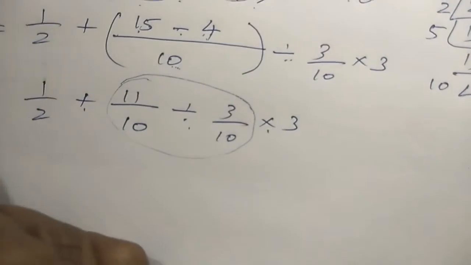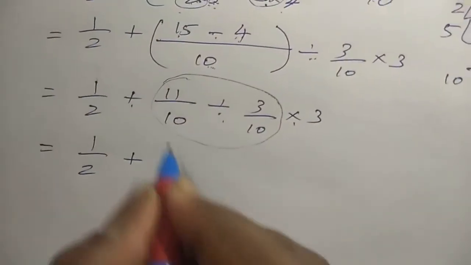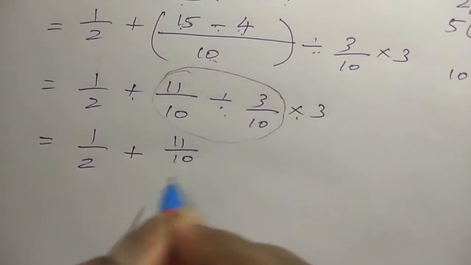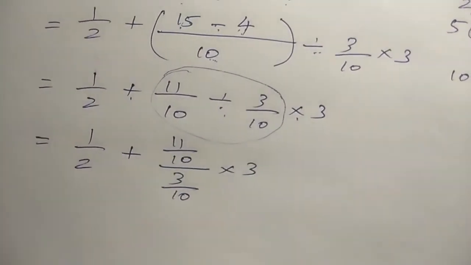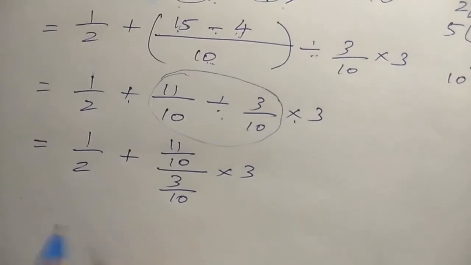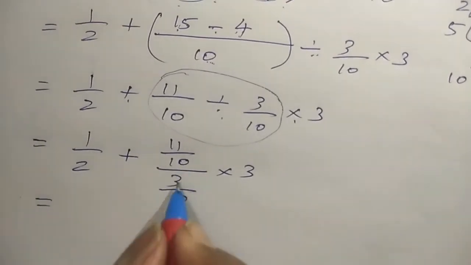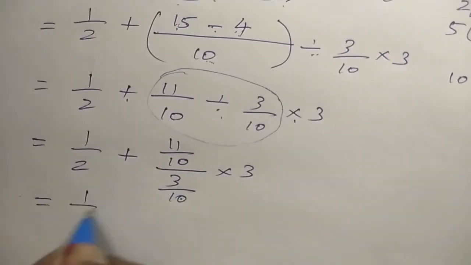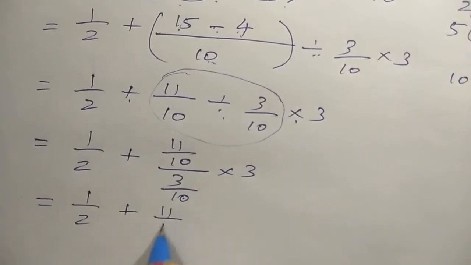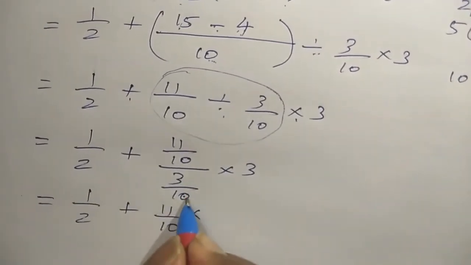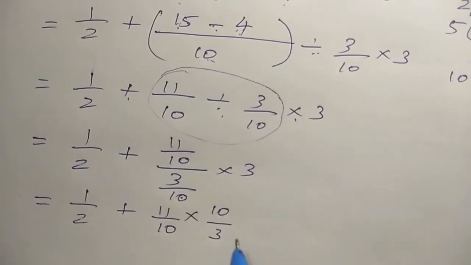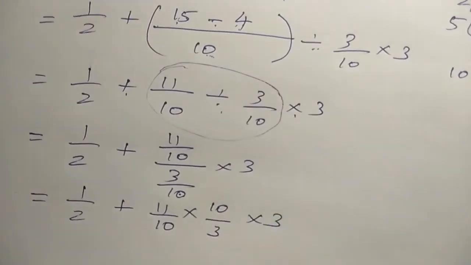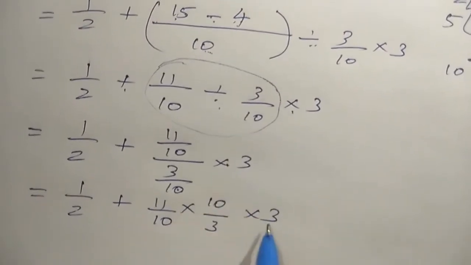So we go and write this one as 1/2 plus, we divide 11/10 by 3/10, into 3 as it is. Okay, so what do we get as the answer here? For the denominator we can go with the reciprocal. So it is 1/2 plus 11/10 into 10/3, the 10 will be coming in the numerator, the 3 will be going in the denominator, into 3. This into 3 is as it is.